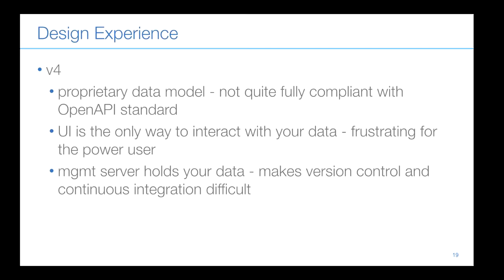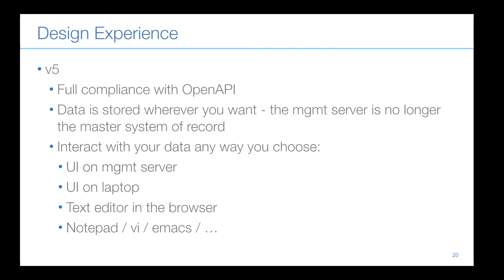And the UI was the only way to interact with your data. You would load a Swagger file, but from then on it was owned by the management node. And that's pretty frustrating for a power user who doesn't want to click through menu options and build things via a GUI. And the management server held that data, which made version control and continuous integration in particular really tricky to manage. So we tried to address all of that in version 5.